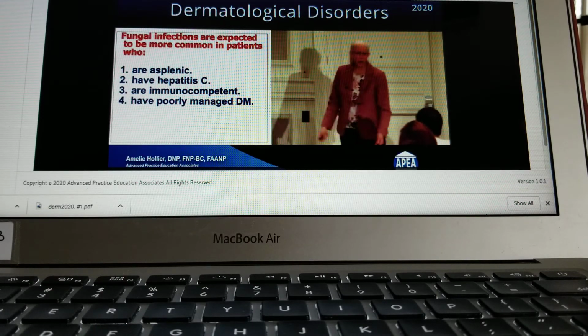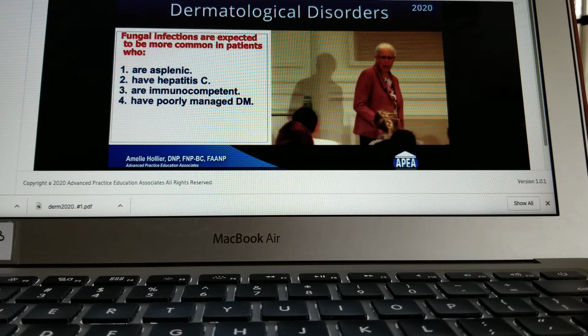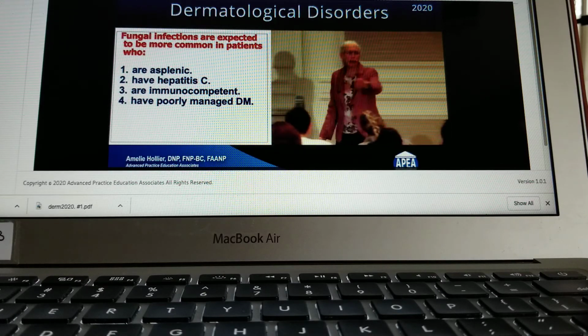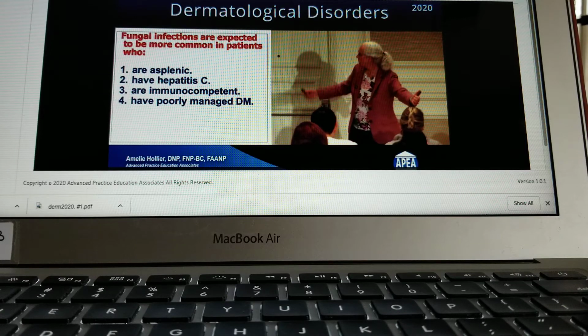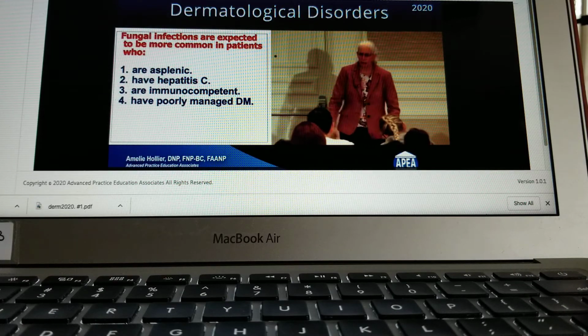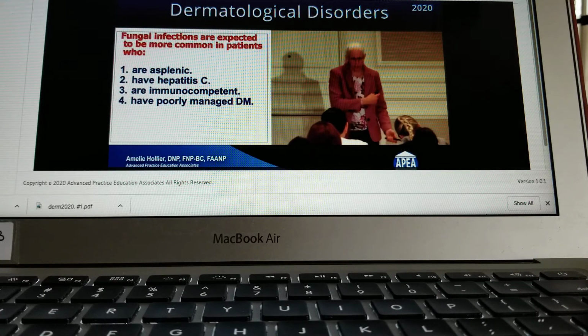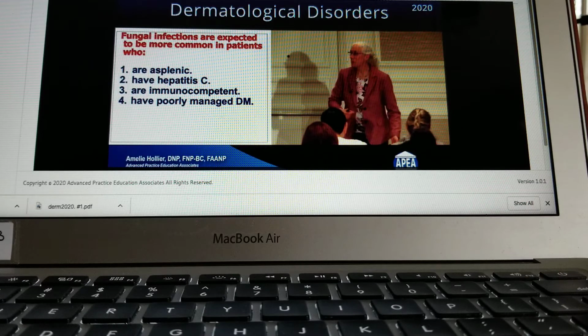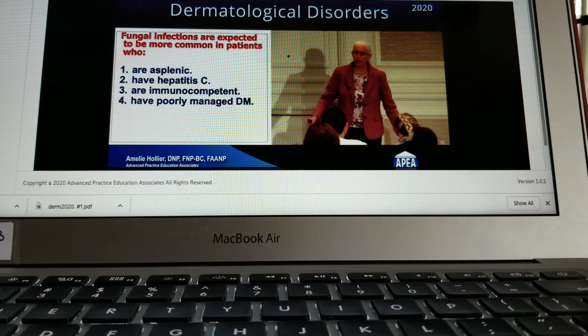Fungal infections are expected to be more common in patients who... Tell me about it. If they don't have a spleen, they're considered to be immunocompromised. Circle it. If they have hepatitis C, circle it. No. Don't get tricked on number 3. What does it say? Immunocompetent. It didn't say compromised.